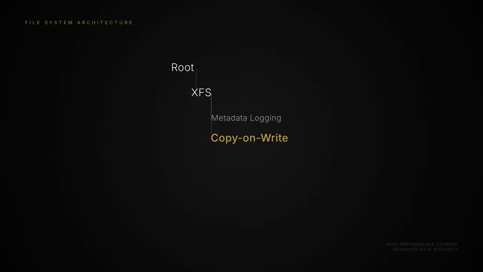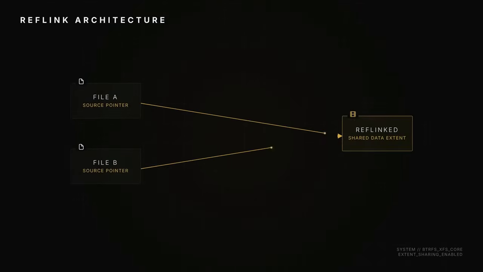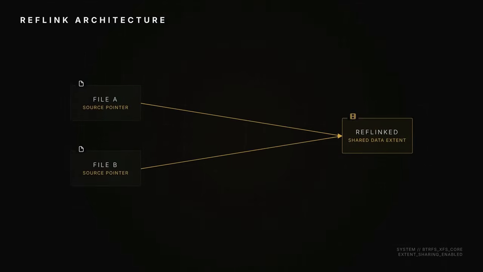RefluXFS, officially tracked as CVE-2026-64600, was disclosed on July 22nd by the Qualys Threat Research Unit. It's a critical race condition in the XFS copy on write path. To understand how this works, we need to look at how XFS handles reflinks.